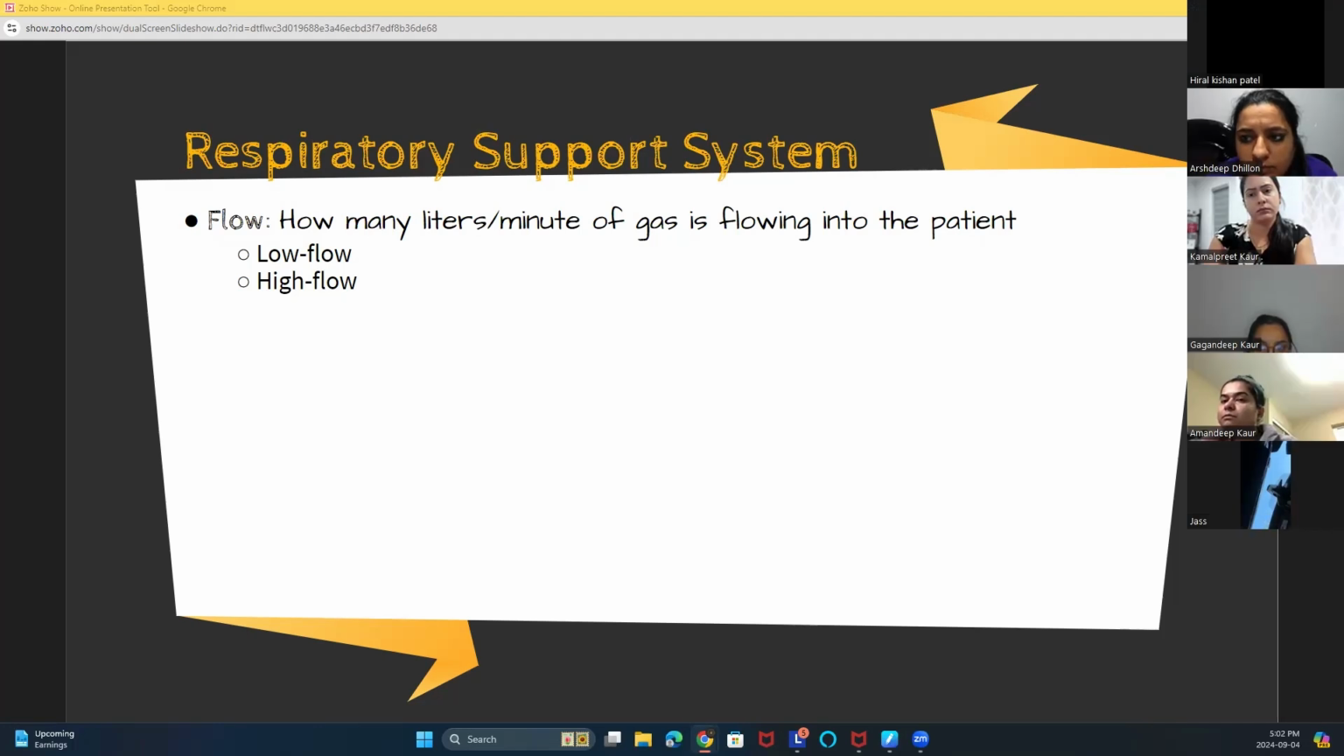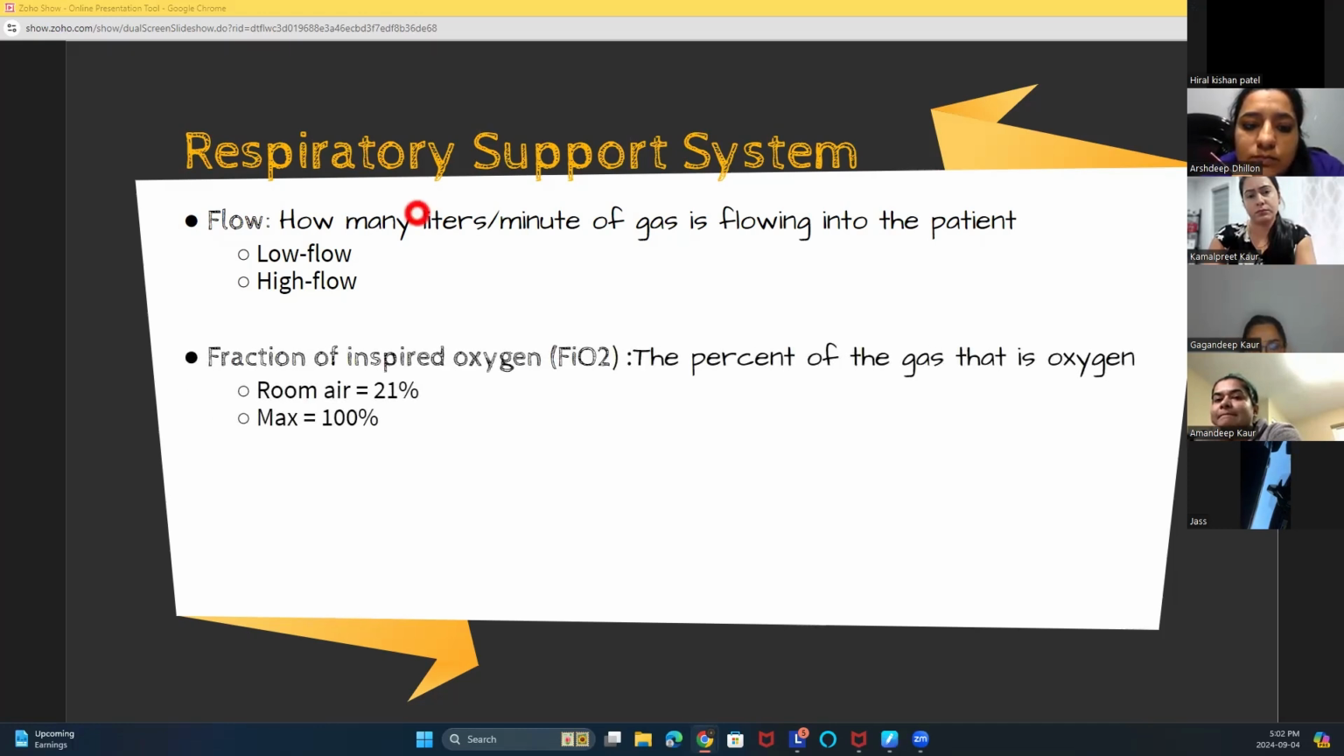Yes, oxygen in the ventilator. Do you know what it means? FiO2. Usually anybody who has worked in ICU or who has seen the patient on ventilator, you must have seen FiO2 over the ventilator. FiO2 means that out of this liter per minute of gas, how much of that is oxygen?